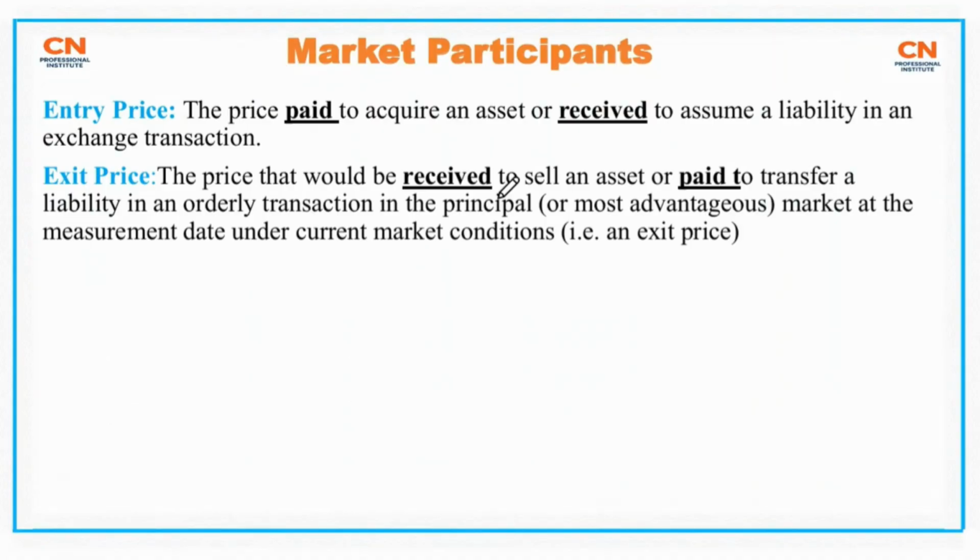Now, what's the difference between entry price and exit price? Exit price is the amount that you receive to sell the asset. So you are leaving the market, that's why it is exit. If you sell something, you are leaving. So exit price is the price that you receive to sell the asset. You're selling the asset, so you are leaving. Or you are paying to transfer the liability. So the amount that you are paying to transfer the liability is the exit price.